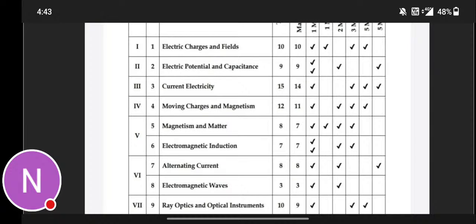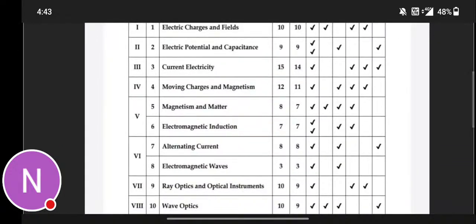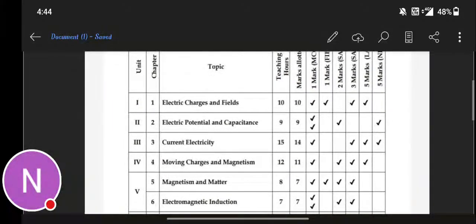With that optional, let us take electromagnetic waves. They are asking for 1 mark and 2 marks. So if you try this chapter, the 1 mark and 2 marks questions, what are the important 1 mark and 2 marks questions from this chapter? Read very well. You will get 3 marks. And let us take another chapter, that is electrical potential and capacitance. You will get 3 marks there. 22 plus 3, 25.